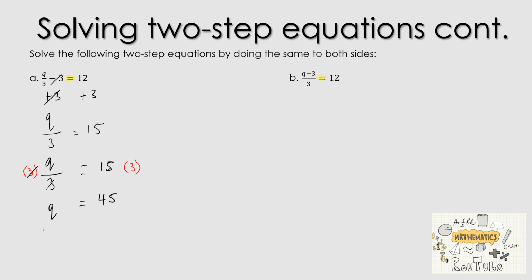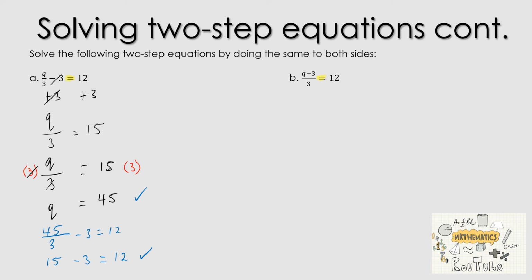Again, substitute the answer back into the question to make sure that we have solved correctly. So now we've got 45 over 3 minus 3 equals 12. So 45 divided by 3 should give us 15, and 15 minus 3 does give us 12. So correct and correct. Once again, the blue is just you checking to make sure that your work is correct.